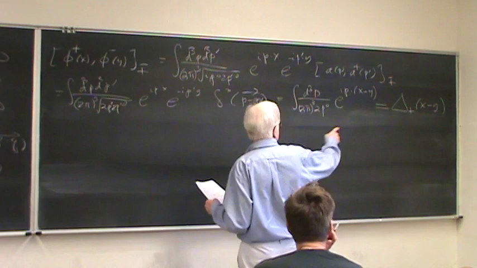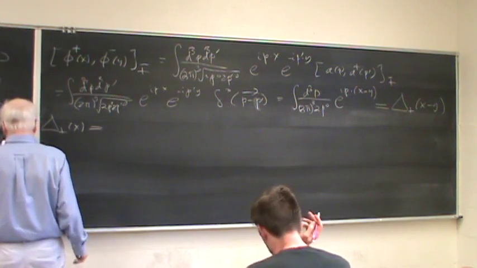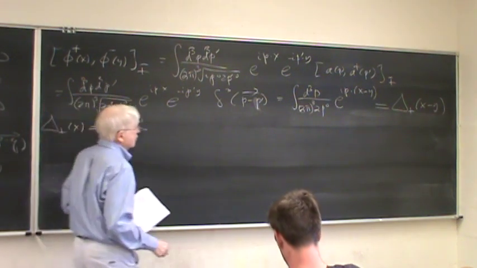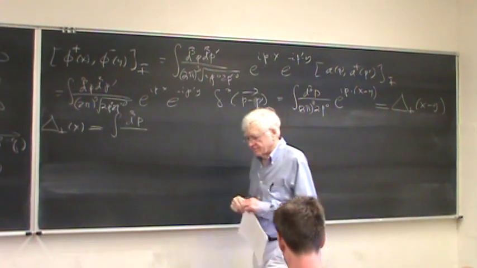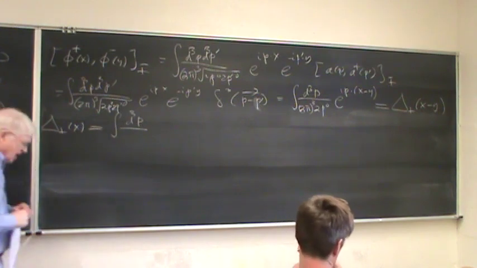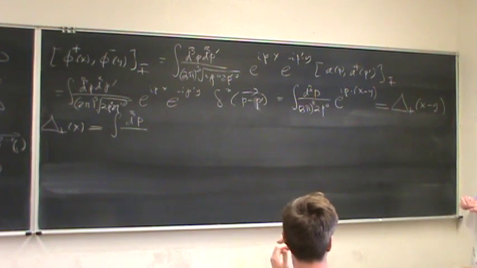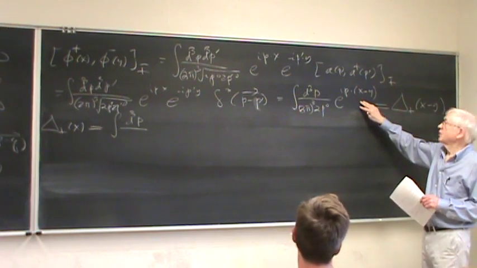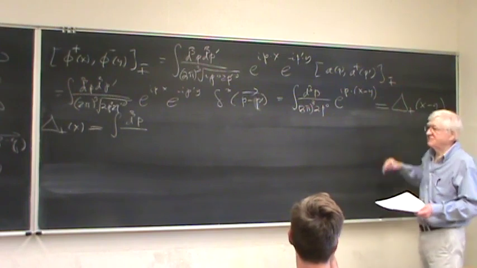And so what we're going to do is compute delta plus, which turns out to be a Hankel function. So delta plus of x is an integral d^3p over p0, and this thing is Lorentz invariant. We're interested in what it is when x and y are space-like, and what we're going to show is that it's not zero even when x and y are space-like. Well, if x and y are space-like, we can always make a Lorentz transformation such that y is zero. Then we just have delta plus of x.